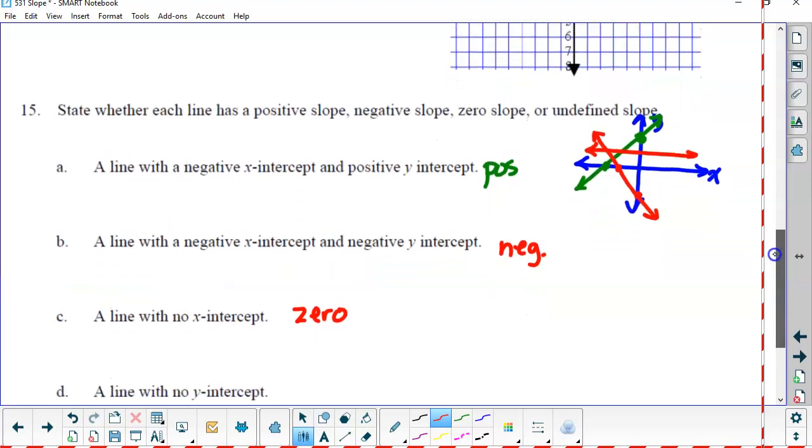And then a line with no y-intercept would be something like that. Never going to touch the y-axis. It's parallel to it. So it has no y-intercept. Now again, if that was the actual y-axis, it would have infinitely many. In any case, this one has undefined slope.